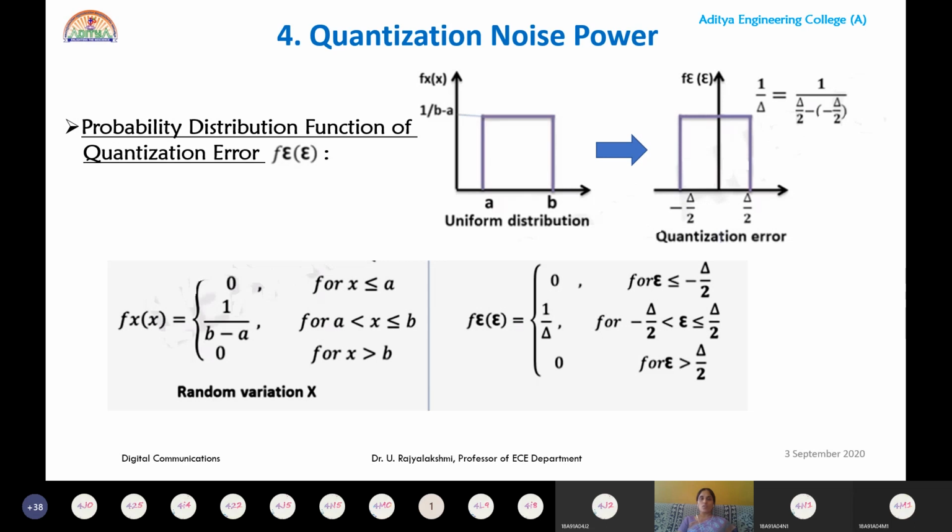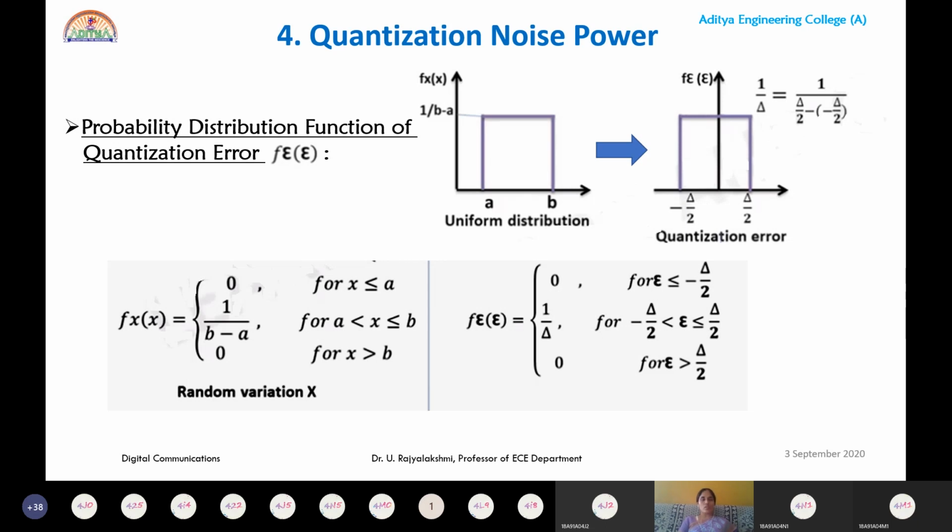And what is its magnitude? Its magnitude is 1 by delta whenever the error lies in between minus delta by 2 to plus delta by 2. And beyond that range, we don't have an error distribution. So error is distributed only from minus delta by 2 to plus delta by 2 with a magnitude equal to 1 by delta. Please remember this equation.